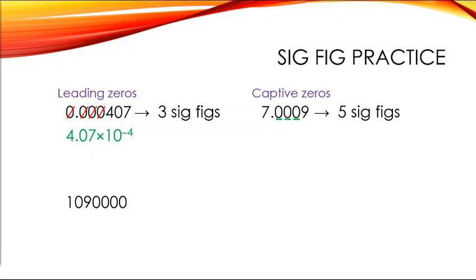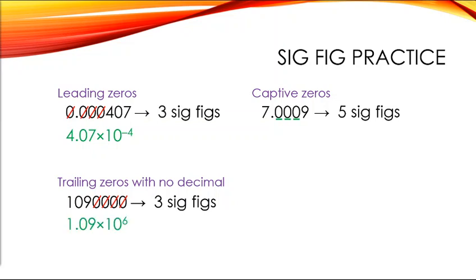But as I stated earlier, you can take a look at these trailing zeros with no decimal point and realize that they're insignificant, and this is going to have 3 sig figs. Just to verify that, if you rewrite this in scientific notation, you would write it out as 1.09 times 10 to the 6th. When you look at this, you ignore all those zeros at the end because they are just telling you the decimal point is all the way down there. But the 109 is the only real significant portion of that number.